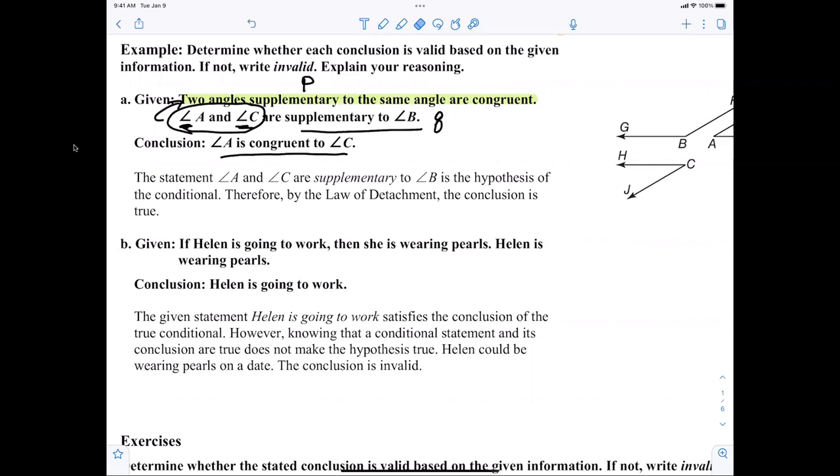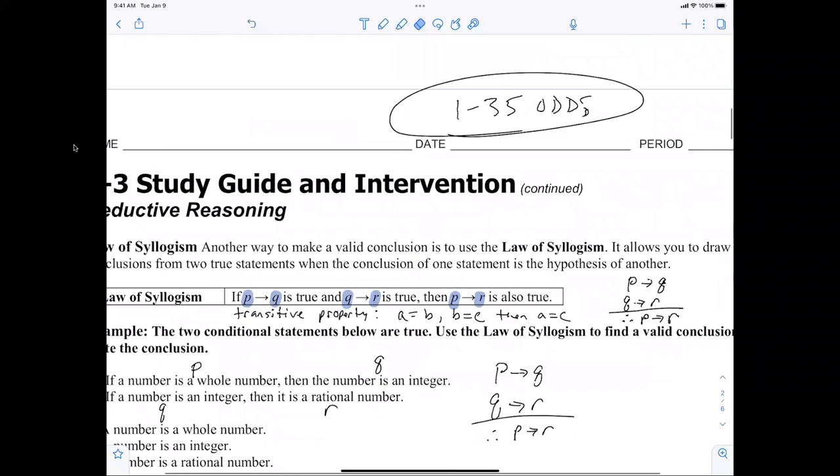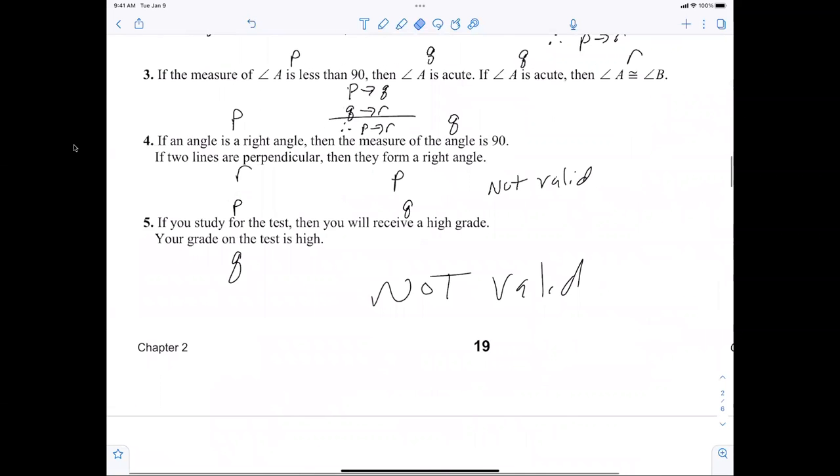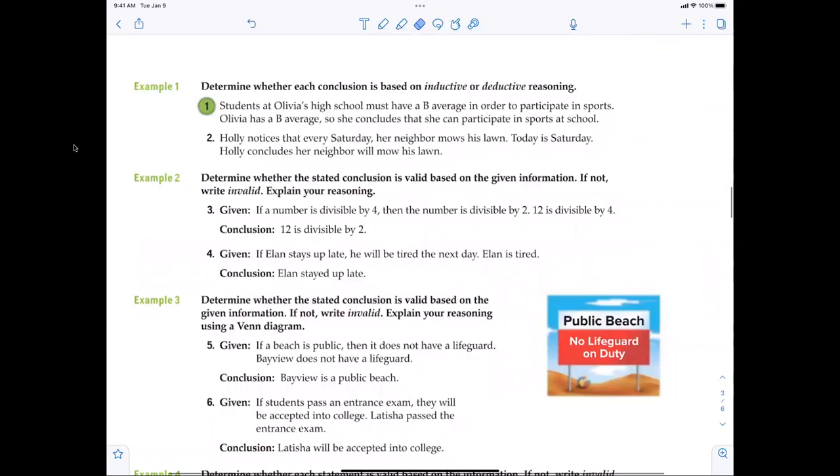All right. Now let's look back at number 1. Let's look at some of these problems that we did down here now. Determine whether each conclusion is based on inductive or deductive reasoning. Students at Olivia's high school must have a B average in order to participate in sports. Olivia has a B average, so she concludes that she participates in sports. That's obviously deductive. All right, I'm happy with you. That's deductive reasoning.